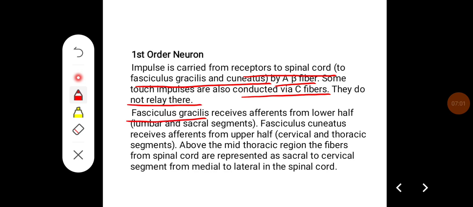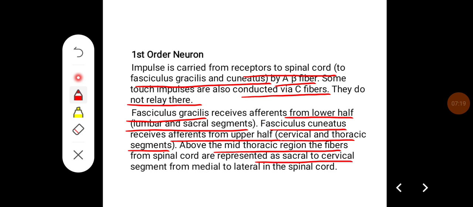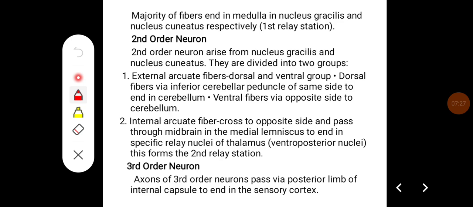Fasciculus gracilis receives afferents from the lower half, that is lumbar and sacral segments. Fasciculus cuneatus receives afferents from the upper half, that is cervical and thoracic segments. Above the mid-thoracic region, fibers from the spinal cord are represented as sacral to cervical segments from medial to lateral in the spinal cord. The majority of the fibers end in the medulla, in the nucleus gracilis and nucleus cuneatus respectively, where they form the first relay station.